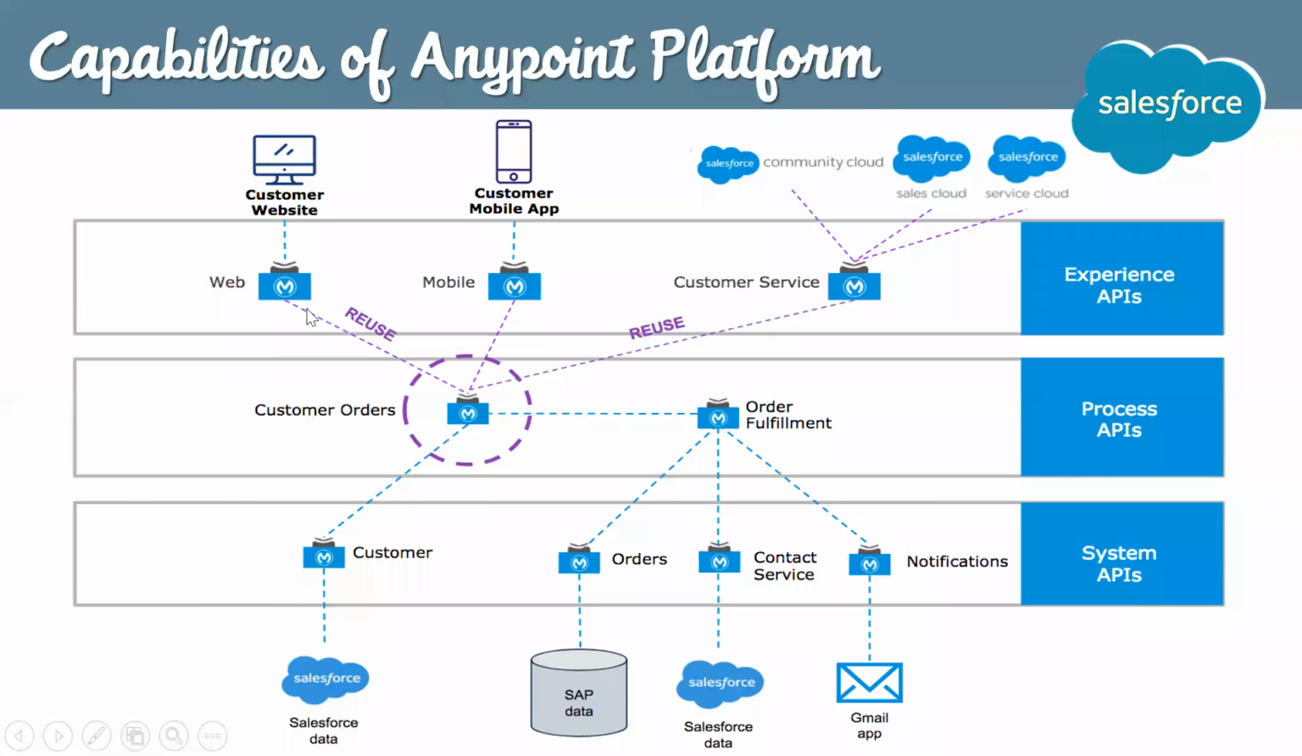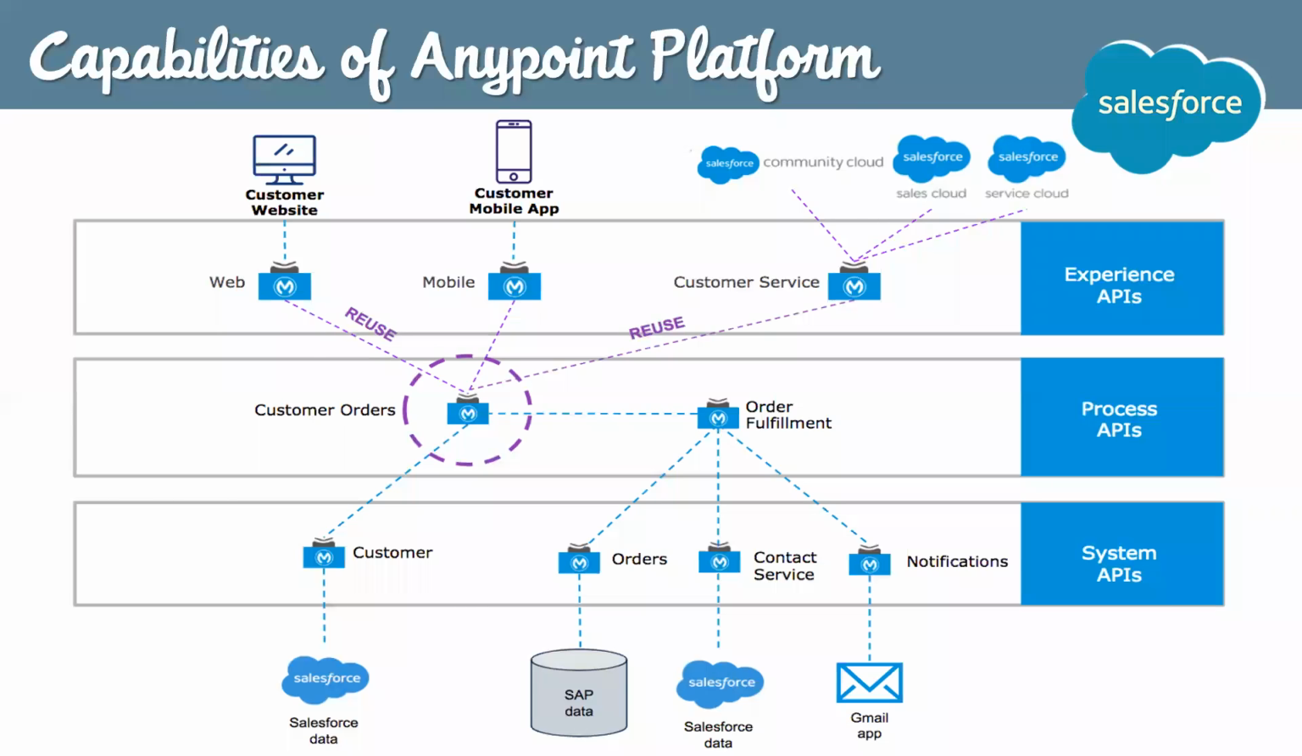So in short, this is what happens. A customer creates an order either from the website or the mobile app through the process APIs, which are written in the Anypoint platform. Now, it's important to note that we haven't written separate process APIs for the web, mobile, or the Salesforce products. The experience APIs act as an interface between the entities and the process APIs. And this is how Anypoint Platform facilitates the reuse of the core APIs used by your system.